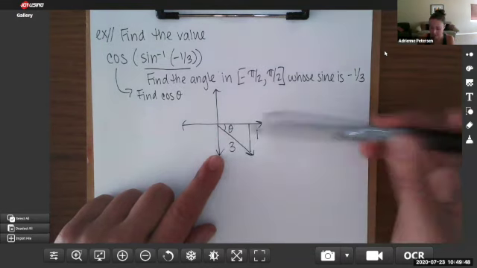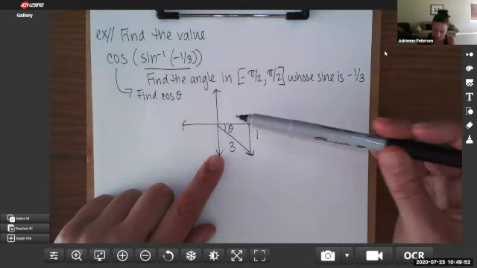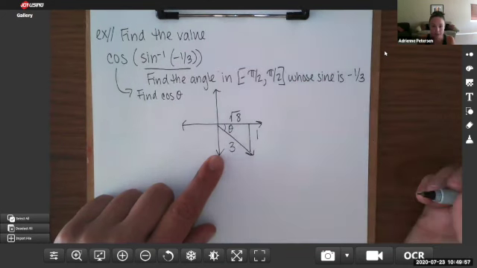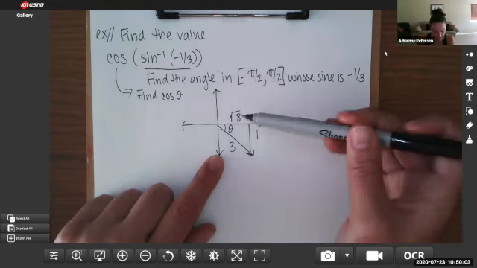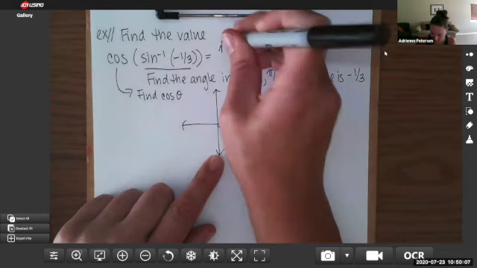Next step, let's fill in our third side using the Pythagorean theorem. We get that this third side here is square root of 8. Okay, now we're asked to find cosine, so we think SOHCAHTOA. Cosine is adjacent over hypotenuse, so that's going to be root 8 over 3.